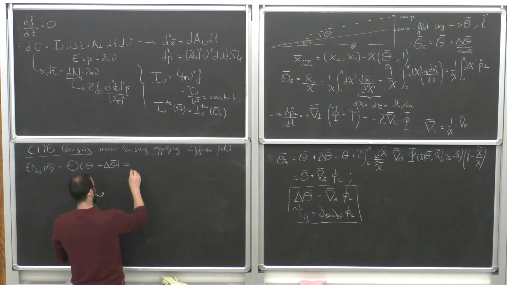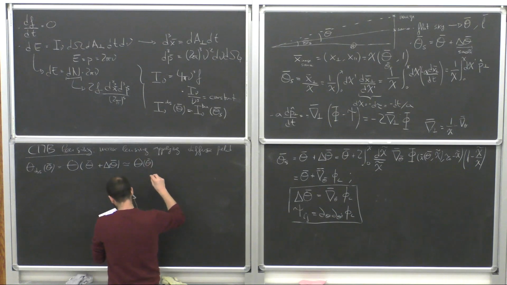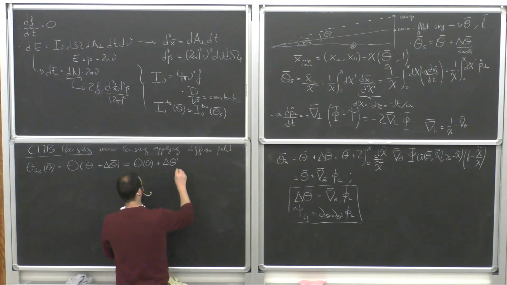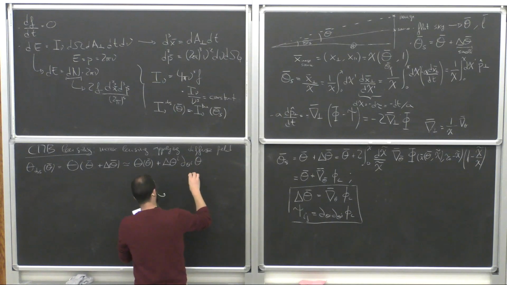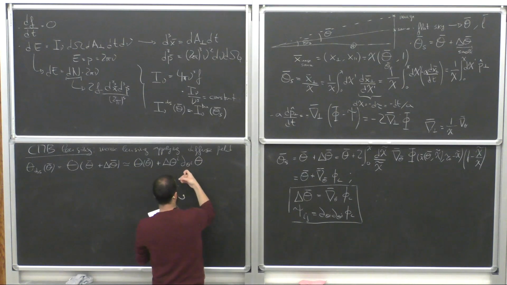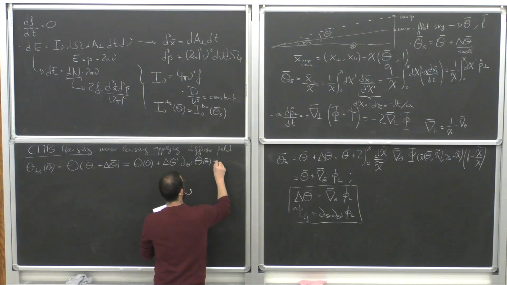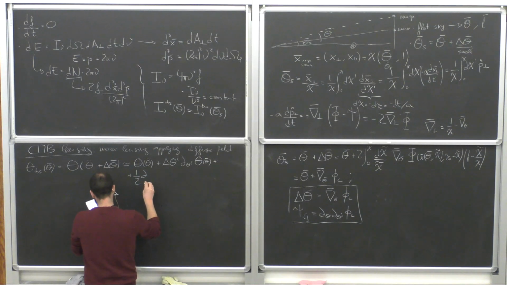And what we're going to have is the original anisotropy at the angle that we are observing, plus the deflection angle in a given direction, times how the anisotropy changes with respect to the angle, plus the second order term in the expansion that relates with the distortion tensor.